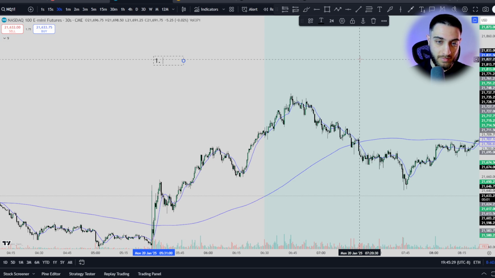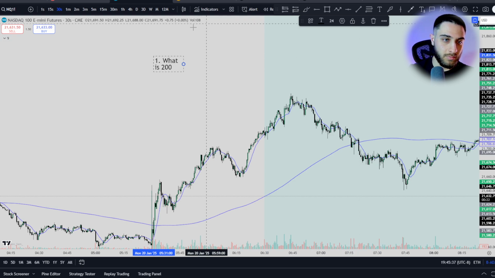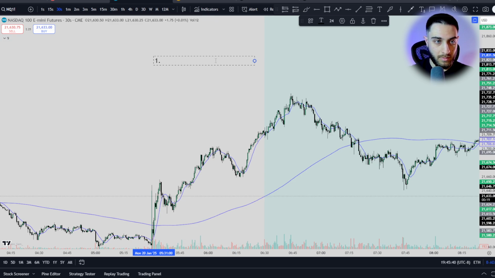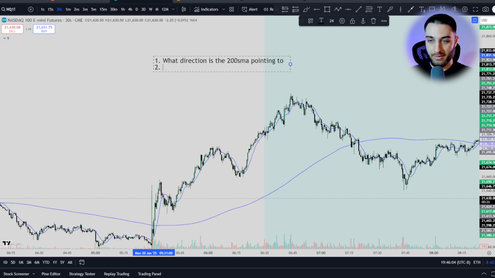First, what is the direction of the 200 SMA? What direction is the 200 SMA pointing to? This is going to be either to the upside or to the downside, or it's going to point straight forward, flat, whatever you want to call it.